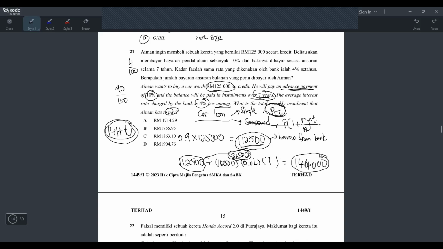You have to divide by 7 and then divide by 12. You understand? Because they want to find the monthly installment, meaning how much you have to pay per month. This is the total you have to pay over 7 years. So 7 years has how many months? You can times 12, so you will get 84 months. So finally you want to get your monthly installment.